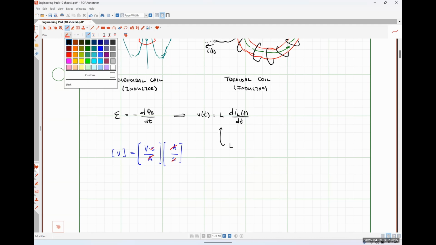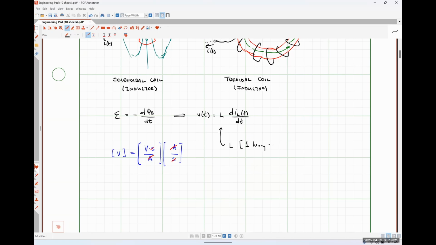So we call this unit of inductance a Henry, where 1 Henry is equal to 1 volt second per ampere, which is the same thing for what it's worth as a Weber per ampere, or an ohm times a second, where the Weber is the unit of magnetic flux.